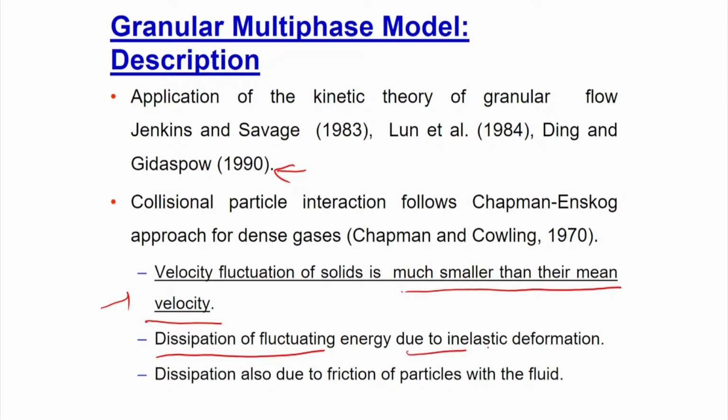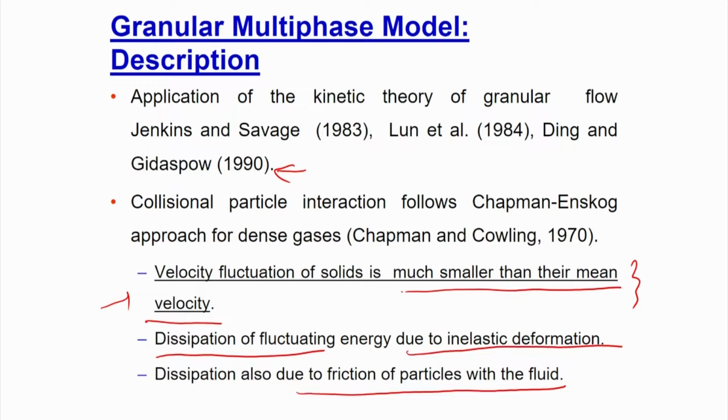The dissipation of the fluctuation energy due to the inelastic deformation that we take, and then dissipation also due to the friction of the particle with the fluid. All these dissipations we take into account, and we use the Chapman-Enskog theory model to develop the kinetic theory of the granular flow. So, what is the major thing? The particle fluctuation velocity should be less than the mean velocity.